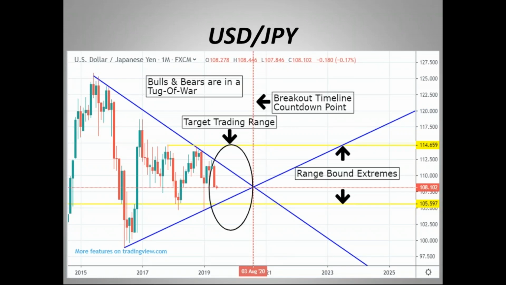You can see on this chart that there's a line in the middle where the two blue lines intersect. You see this breakout timeline countdown point. So when you use it on a technical basis, when you have a market wedging, usually when the support and resistance slopes intersect, that's usually a time for a breakout. It'll occur by that time. Obviously that is still not until August of 2020, so that's far out, over a year to go.